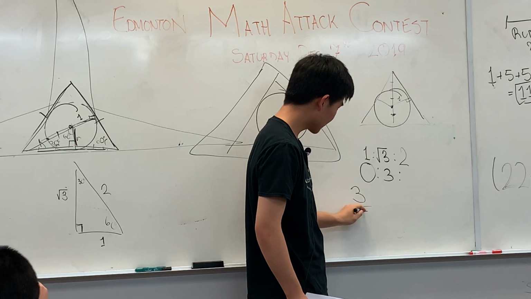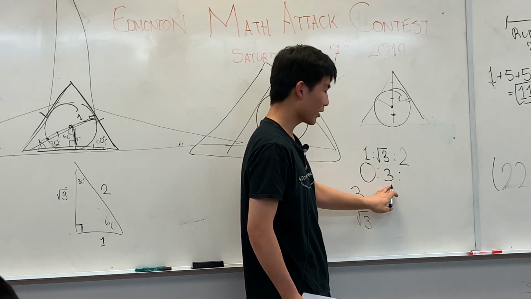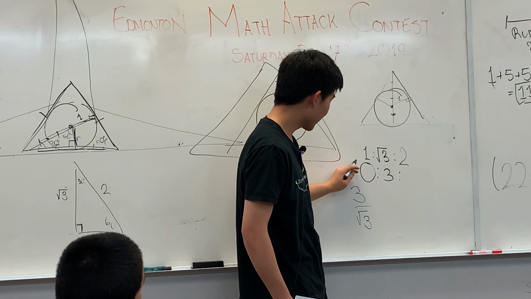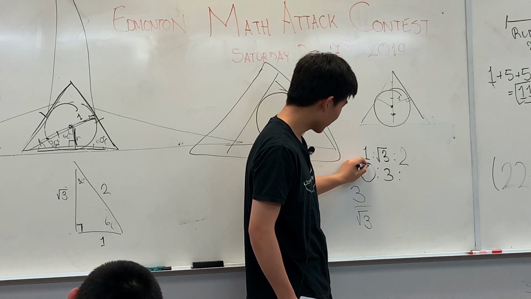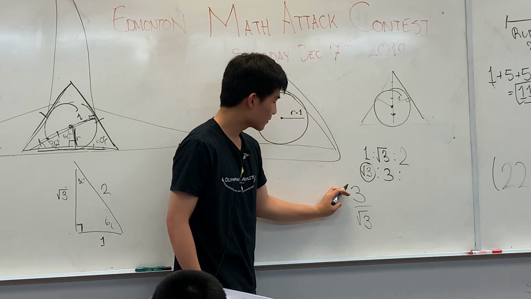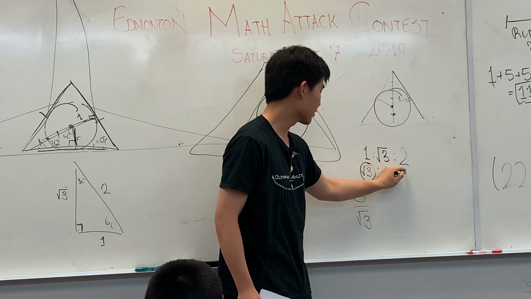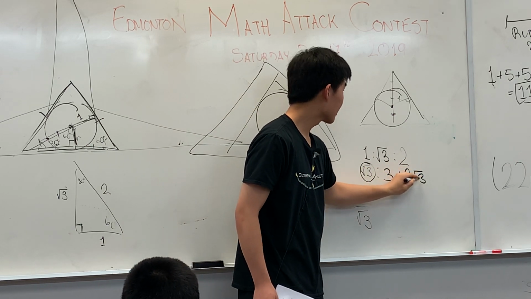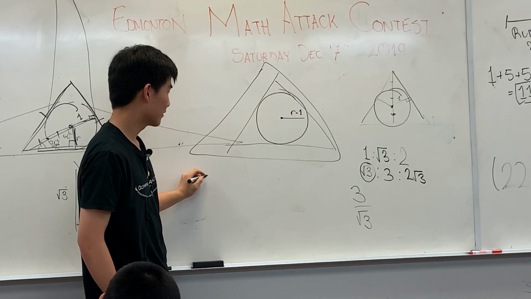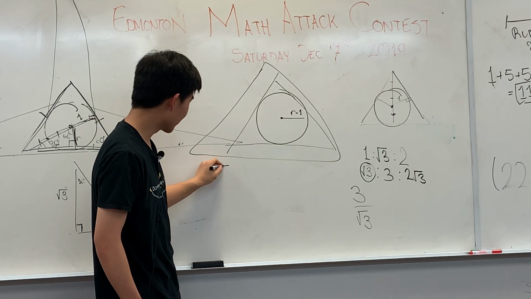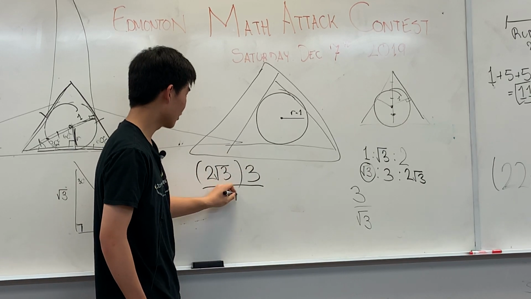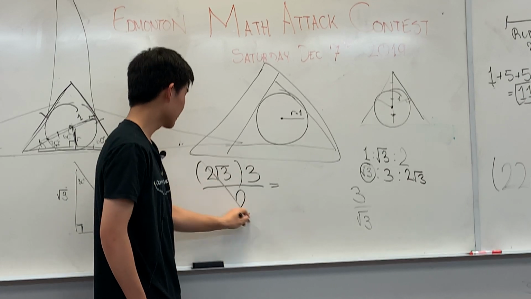So then we want to make this equal to the same thing. So we divide it by root 3. And what we get is that this length should be root 3, and this should be 2. So what is the area of the triangle at that point? It would be 2 root 3 times 3 over 2, which is 3 root 3.